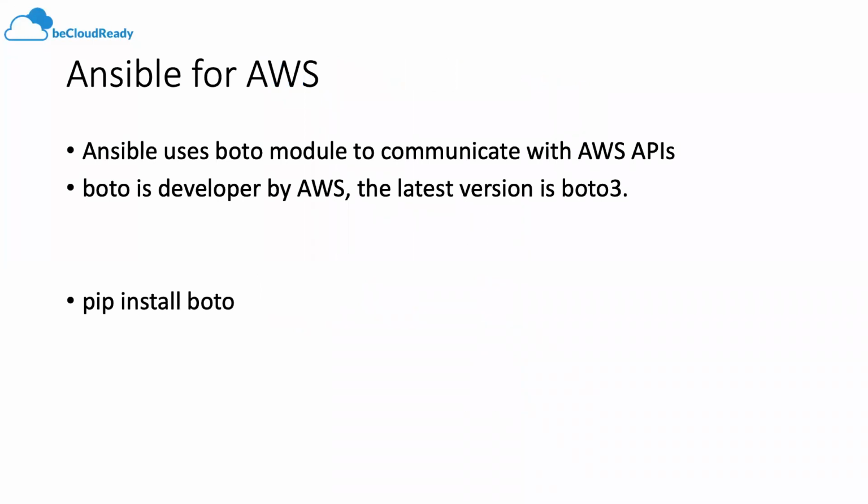So Ansible for AWS. AWS, I assume everybody knows, Amazon Web Services is one of the leading, or I will not say one of, is the leading public cloud provider in the world right now. And how does Ansible interact with Amazon? Ansible uses a Python package called Boto. Boto is a Python library developed by Amazon Web Services, and it's open source.